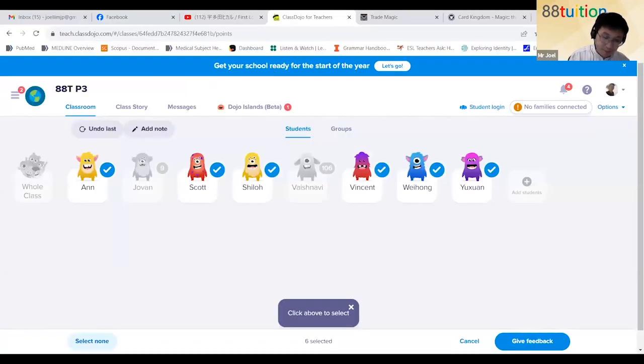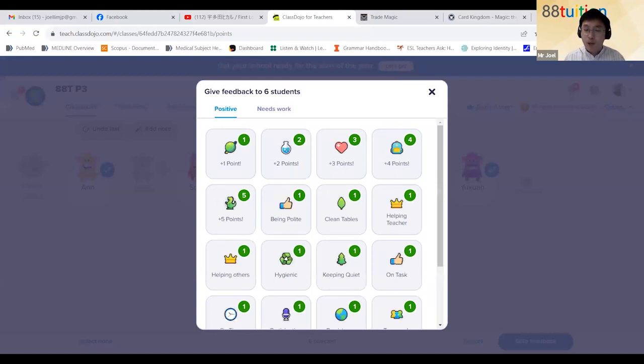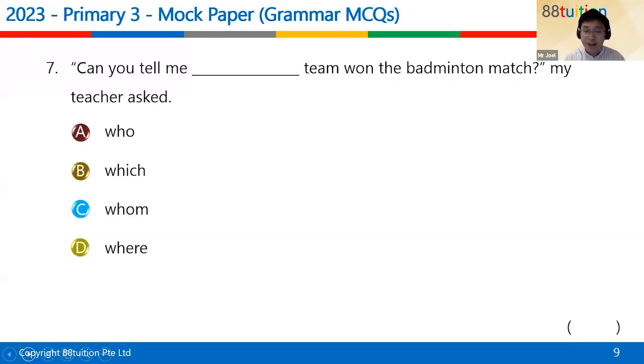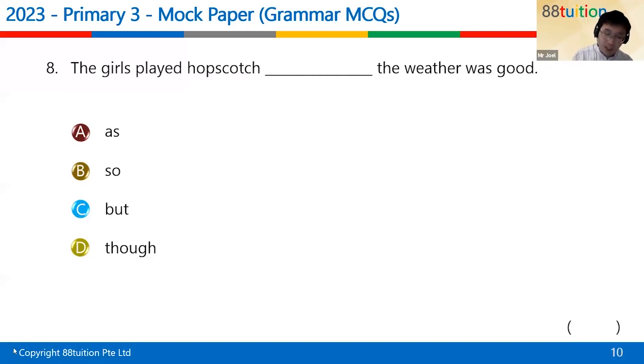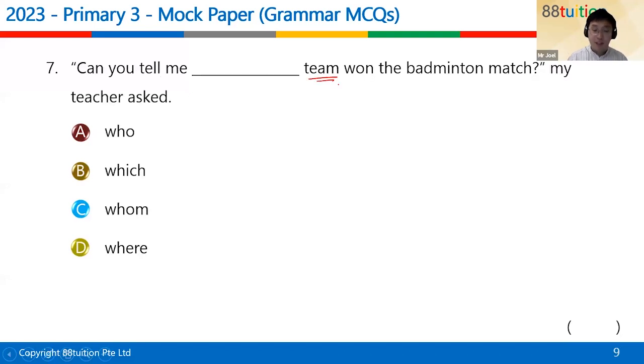Okay, next. Number 7. Can you tell me what team won the badminton match? My teacher asked. Your teacher must be really interested in badminton to ask that kind of question. Okay, so for this one, Anne just got it correct. Good. Wei Hong needs to give me the answer again for question 7. Can you tell me what? And then it has to describe the word team. What team? Wei Hong is correct as well. Good. All right, so you change it to the correct one. Can you tell me which team?